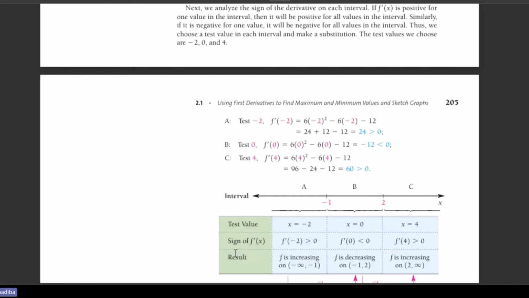the way I requested you to draw that table, you will have the sign of the first derivative of x. Yes, sign of first derivative of x. Okay, I understand.